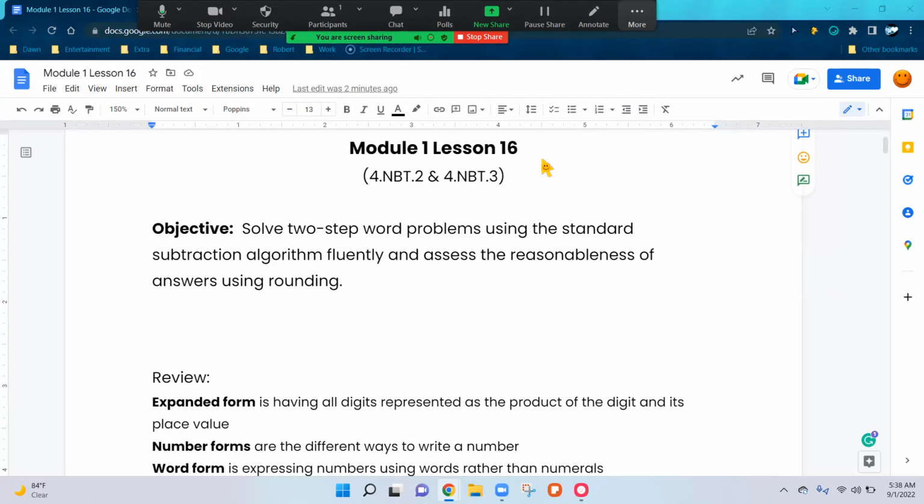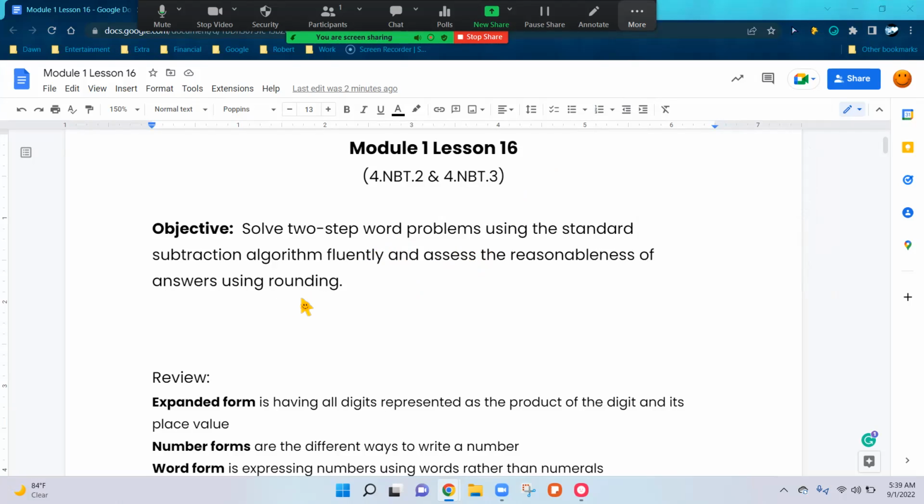Today we're working on Module 1, Lesson 16 of EngageNY. Our objective today is to solve two-step word problems using the standard subtraction algorithm fluently and assess the reasonableness of your answers using rounding. Remember, when we use rounding, I've introduced the song "We Will Round You" on the steps of rounding, and I'll be using that to help us round. If you don't know what it is, check the description.